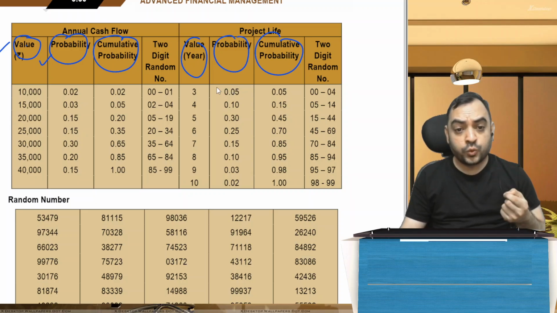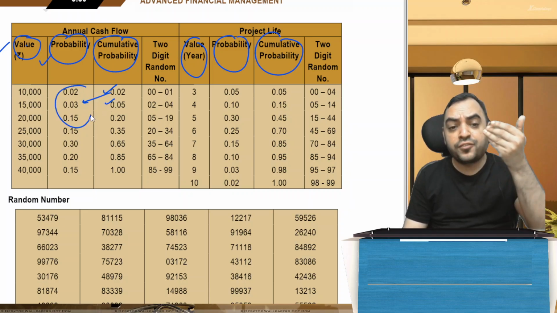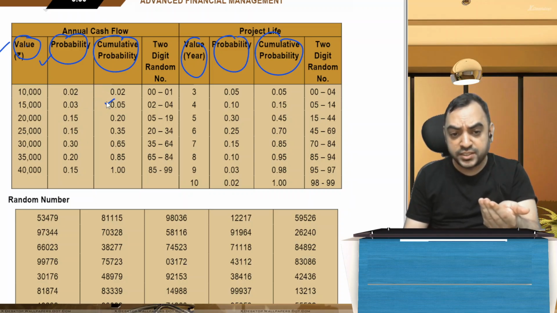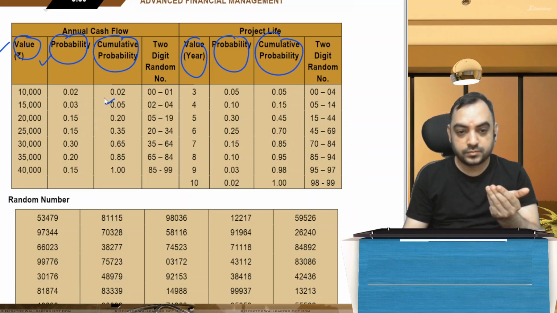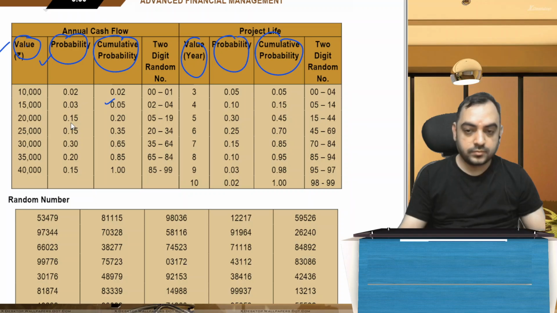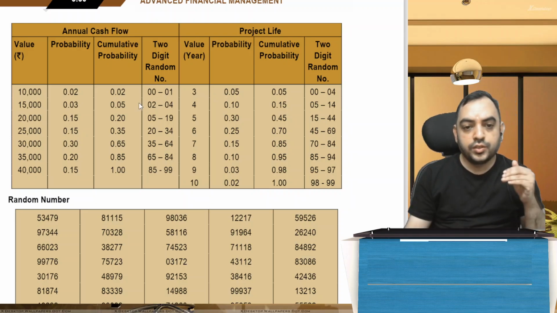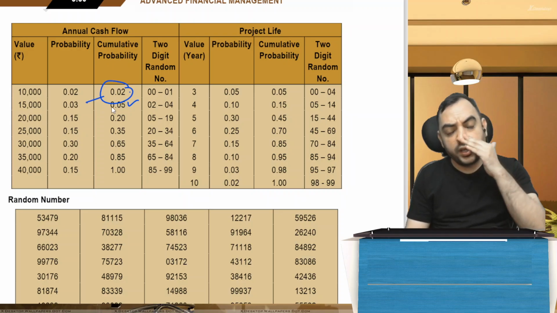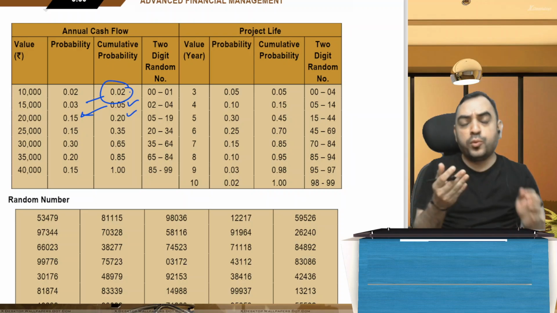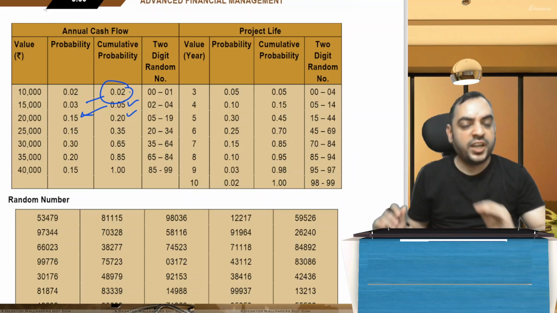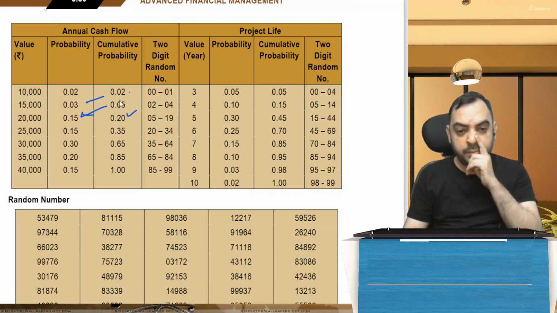And while adding probability, you can do one quick thing. Anyway, you have the cumulative probability, right? Say for example, 0.02 you got, plus 0.03 you got 0.05. You don't have to add from the beginning again. You already got 0.05, you can add 0.15, you get 0.20. So the cumulative probability, you already got it. Keep adding the next one, you will get the next cumulative probability.